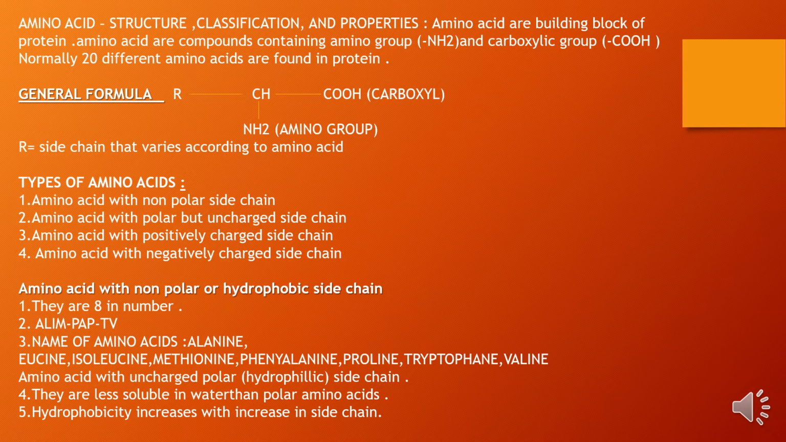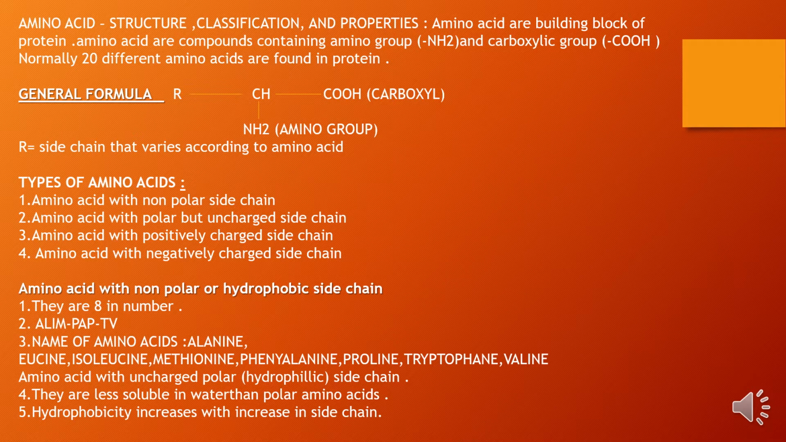Amino acid structure, function, classification and properties. Amino acids are the building blocks of protein. Amino acids are compounds containing an NH2 amino group and a carboxylic group COOH. Normally 20 different amino acids are found in protein. What is the general formula?